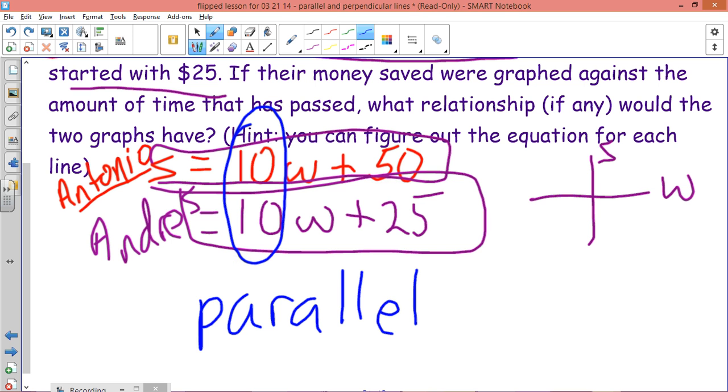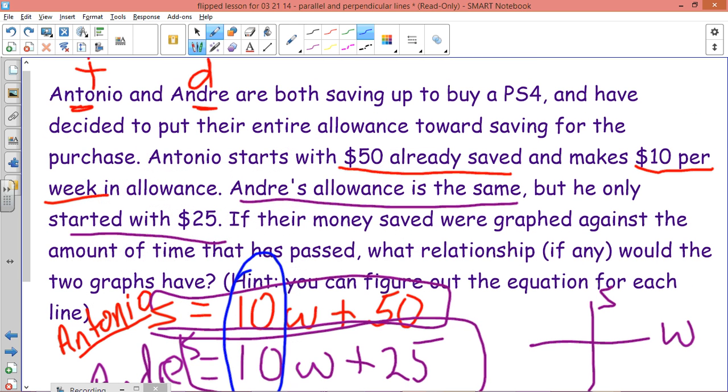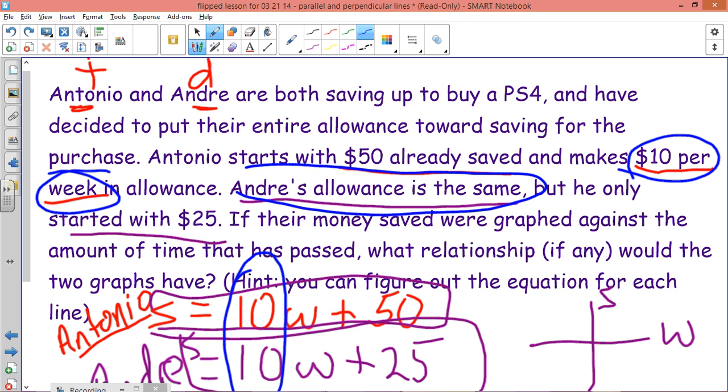If you were very smart, or if you thought for a little bit, you can answer that question without actually writing anything down, just by noticing that here is a rate, $10 per week, and Andre's allowance is the same, so he also has $10 per week. Whenever your rates of change are the same for two equations, they are always going to be parallel.